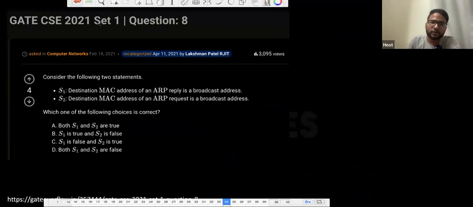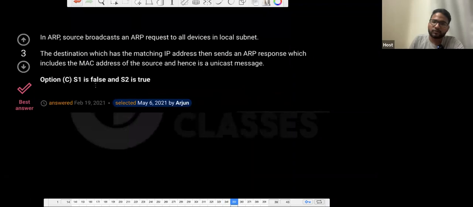Now let's do this question. It has been asked in GATE 2021. Consider the following two statements. S1: the destination MAC address of an ARP reply is a broadcast address. Is this true? I think this is false. S2: an ARP request is a broadcast. Yes, this is true. So S2 is true and S1 is false. I think C is the answer, right? It is also an easy question, a very easy question that they asked in 2021.